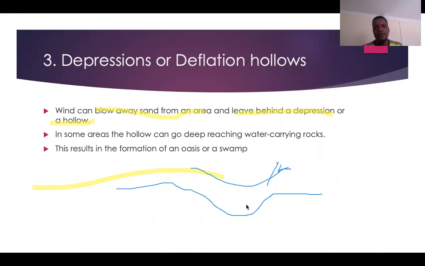So this is what we call a deflation hole. In some areas, this hollow can go deep, reaching the water-carrying rocks underneath. When that happens, this becomes like an oasis or a swamp.